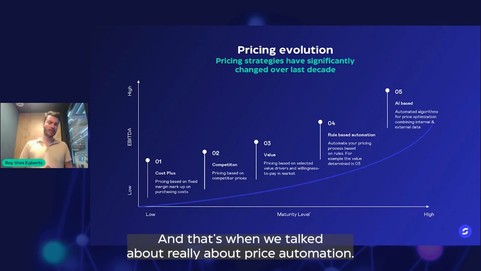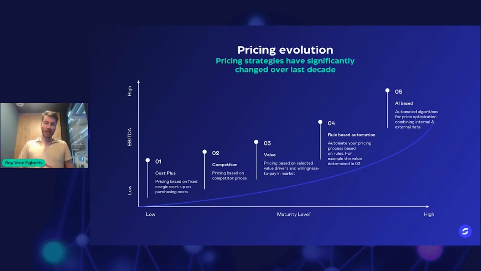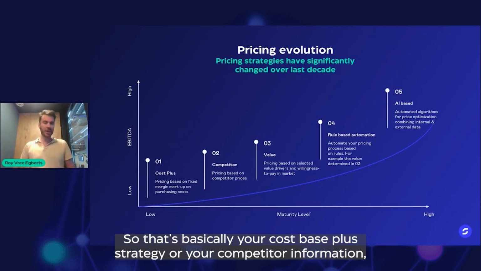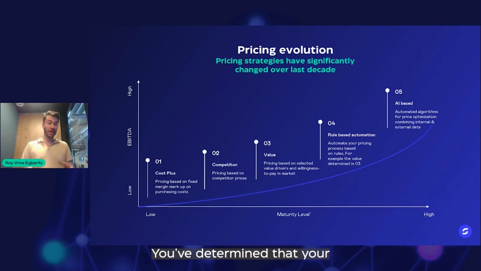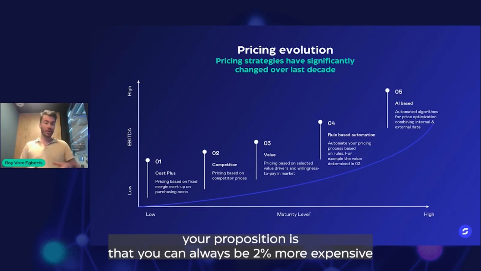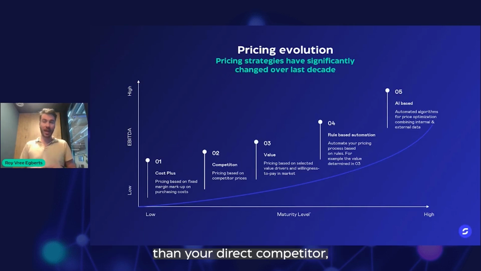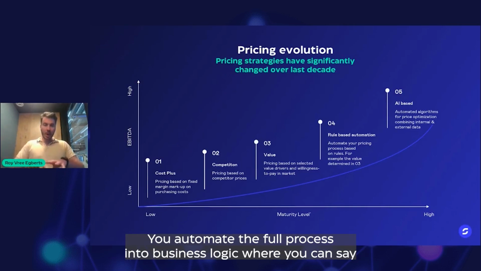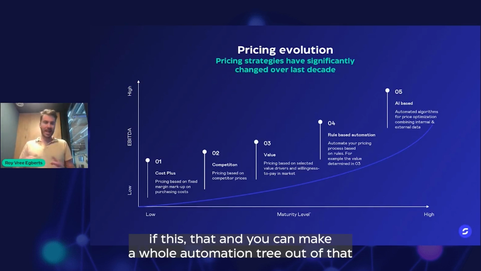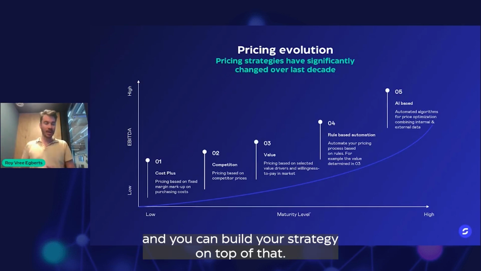And then you have 4, and that's rule-based automation pricing. That's when we talk really about price automation. So that's basically your cost-plus strategy or your competitor information, all that information that comes in, or your value mapping. You've determined that your proposition is that you can always be 2% more expensive than your direct competitor, but not more expensive than another competitor, etc. Right? You automate that full process into business logic where you can say, if this, then that, and you can make a whole automation tree out of that, and you can build your strategies on top of that.